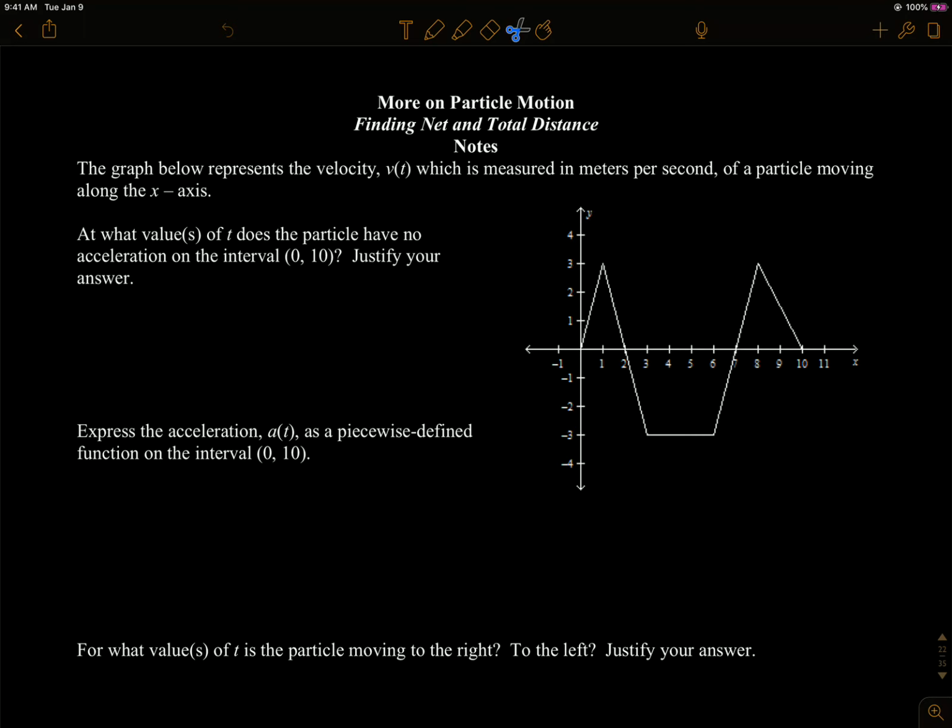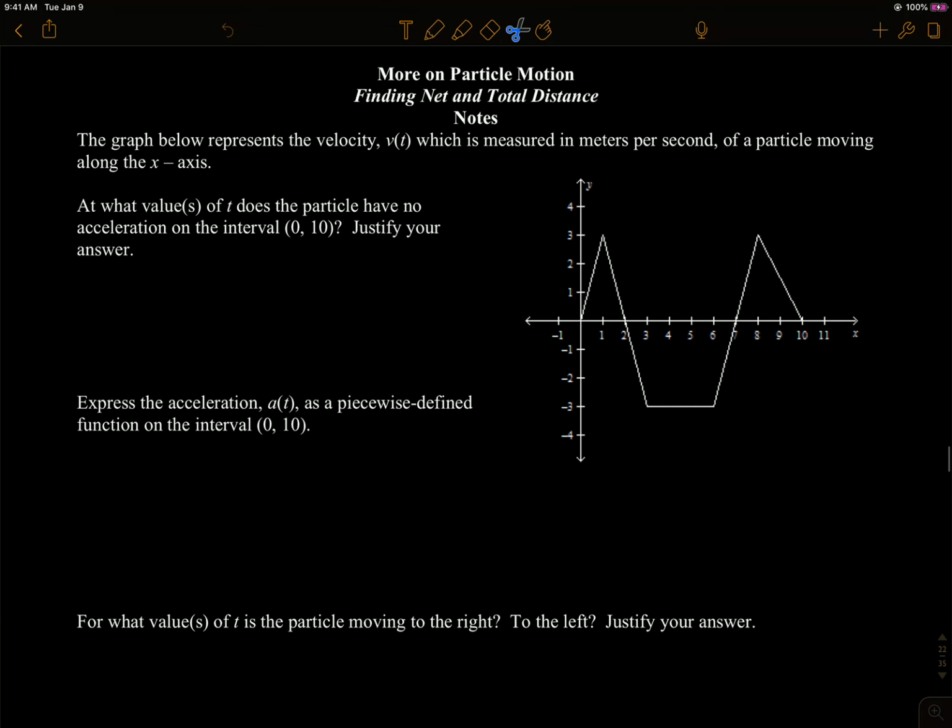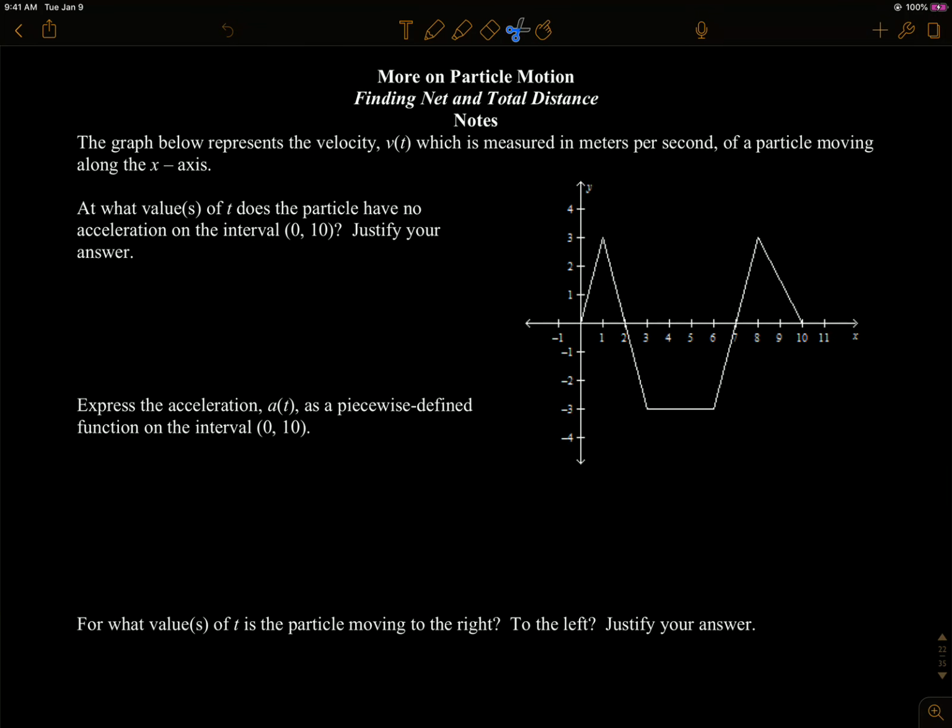We're going to look at a little bit more with particle motion, specifically looking at net and total distance. So this graph given here is a graph of velocity in meters per second of a particle, again, moving along the x-axis. So we've got right to left motion.